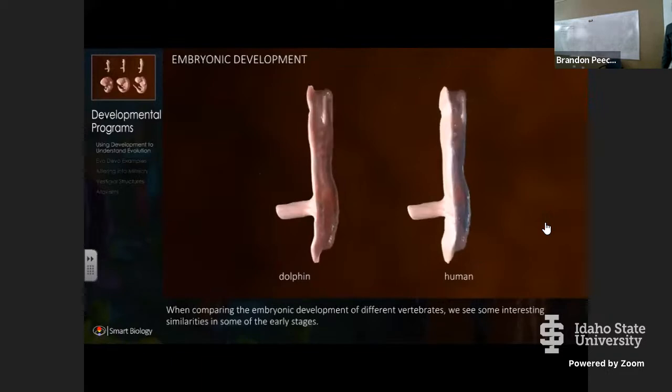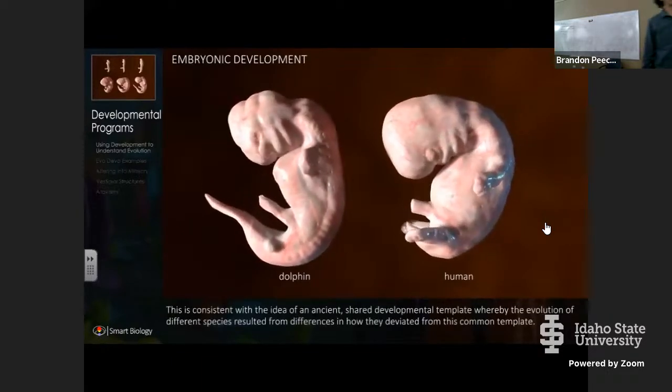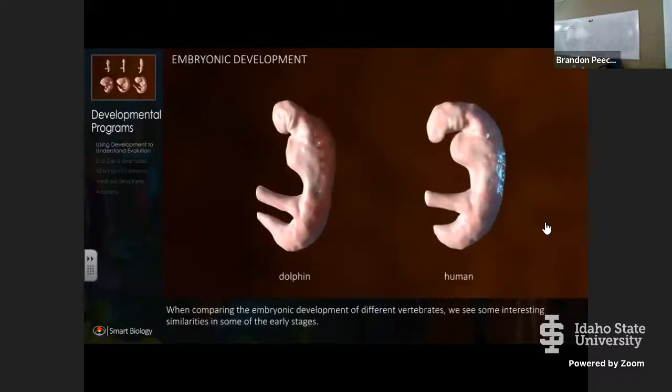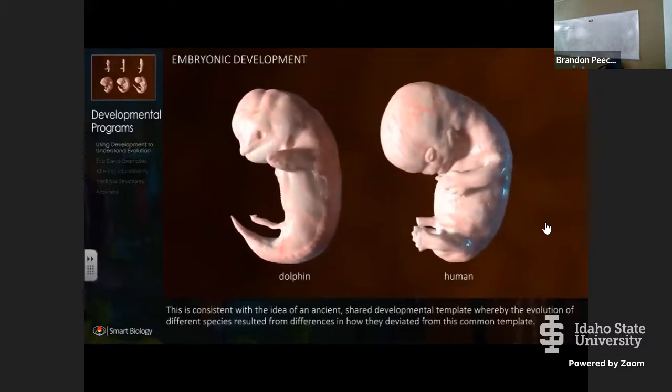For a hot second, the dolphin gets a little femur and then the femur goes away. What? We'll talk about it later because we're definitely not there yet. But I just want you to see the pharyngeal gill slits in a person. And this is what I mean when I talk about developmental biology. We look at the development of embryos.